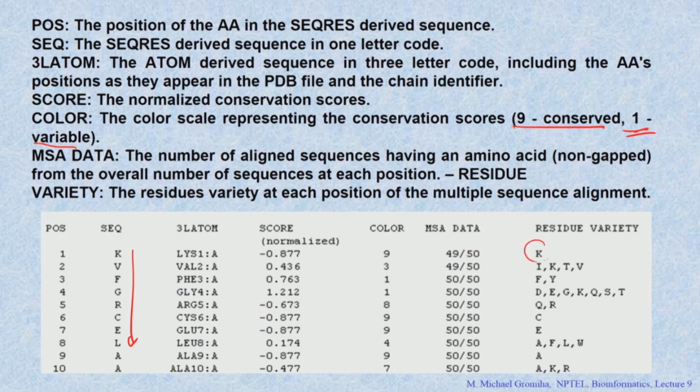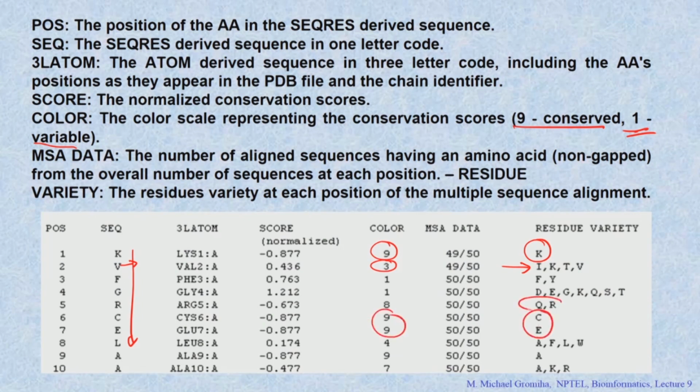So, what is the variability? The first one is mainly lysine, and the second is lysine by lysine. So, that means it is highly conserved. And the second one, valine, is occupied by different residues: isoleucine, lysine, threonine, valine. So, this is why the color code is 3, that means this is not conserved, this is variable. Here this is occupied with lysine, so the color code is 9, so it is highly conserved.